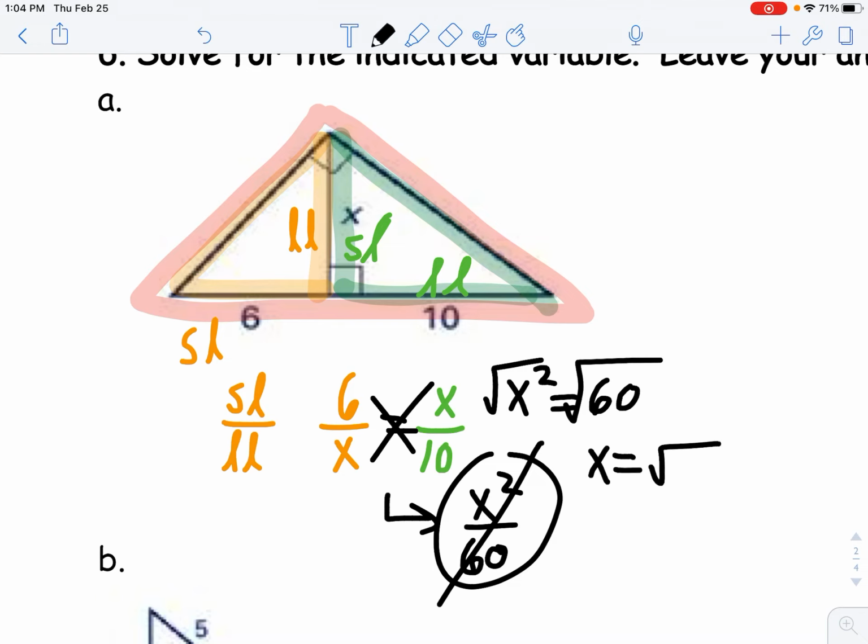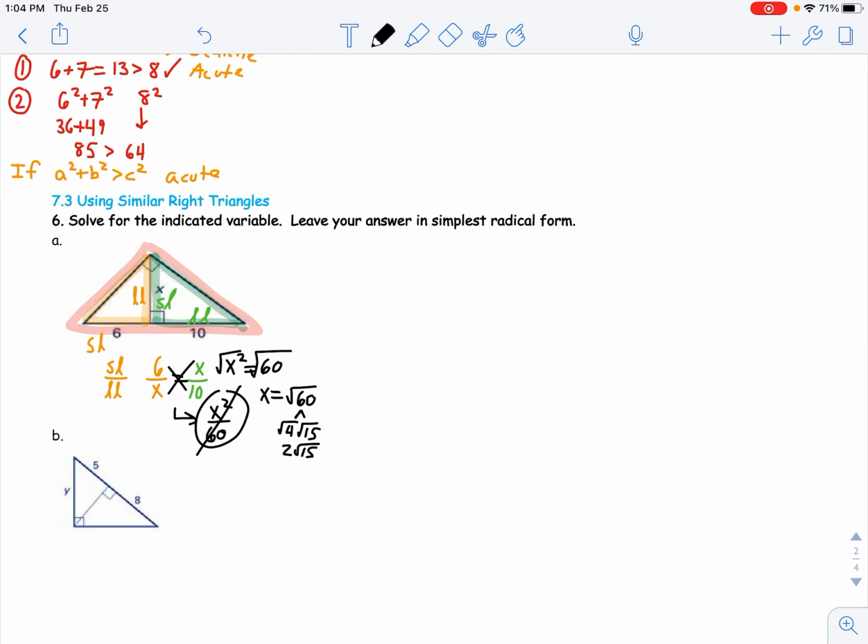All right, then I got to take the square root of both sides. The square root of 60. What's the largest square factor that goes into 60? Well, it has to be 30 or less. 25 doesn't work. 16 doesn't work. It's actually 4. Radical 4, radical 15, and we get 2 radical 15. Okay?